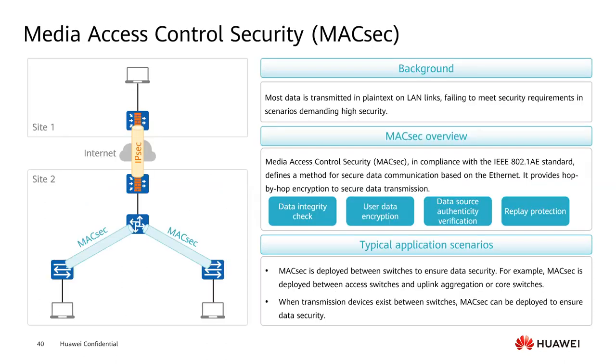Next one is MACsec. We know IPsec is to secure IP packet transmission. So MACsec is to provide security for layer 2 communication. It builds a MACsec tunnel between switches, and it can provide data integrity checks and user data encryption. It can also provide data source authentication, and also support replay protection. This is MACsec.